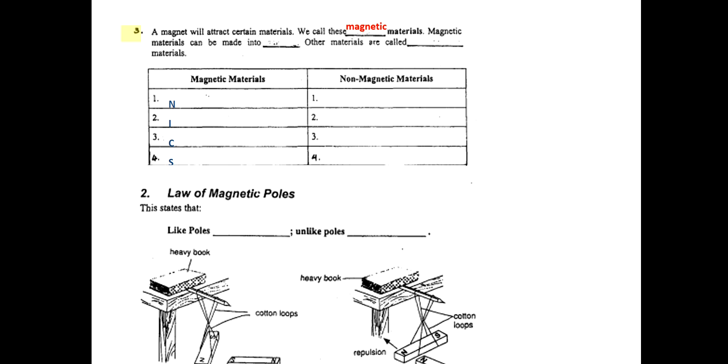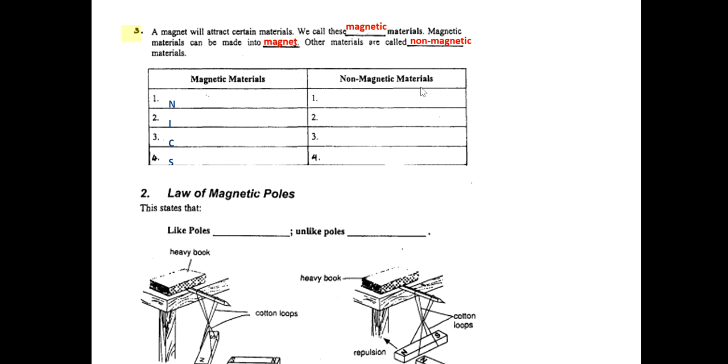Magnetic material can be made into magnet. Other materials that cannot be attracted are therefore called the non-magnetic materials. Okay, and just to let you know, there are four types of magnetic materials on this earth. I give it a short acronym, NICS, NICS. There are only these four categories of magnetic materials, and you have to know them by heart.